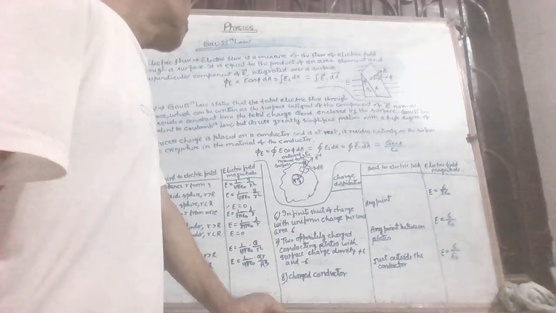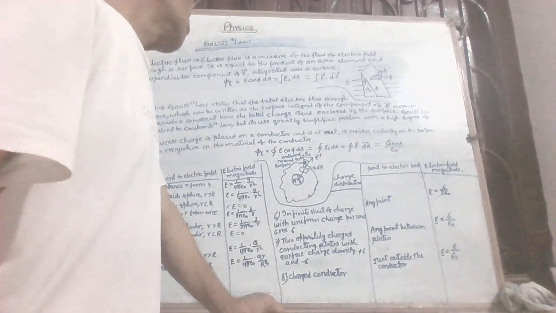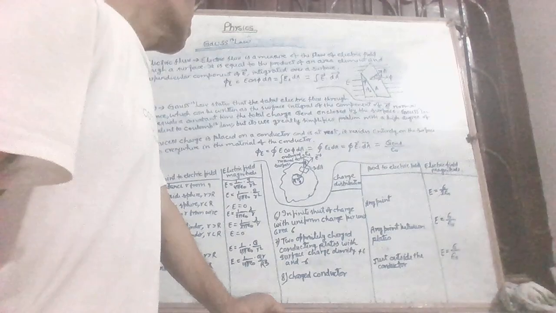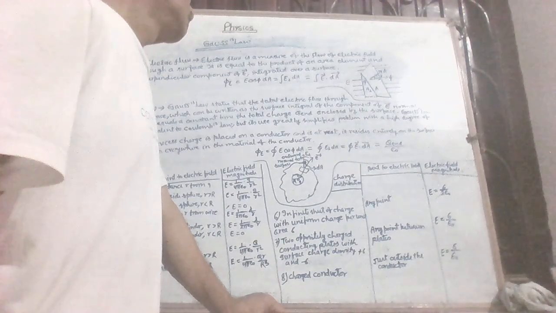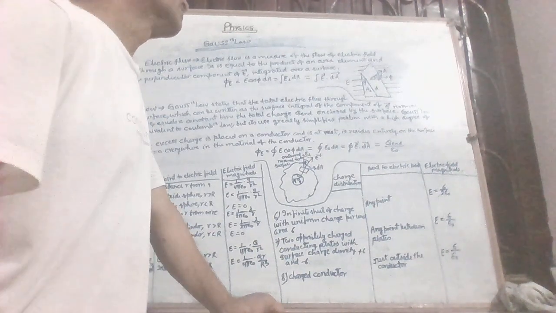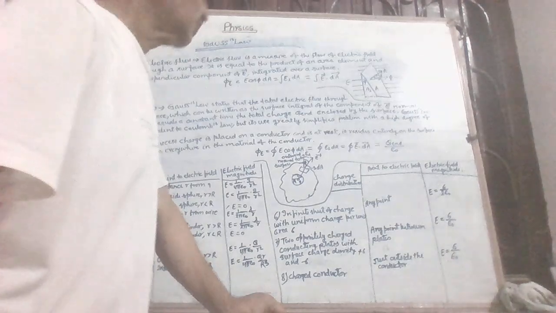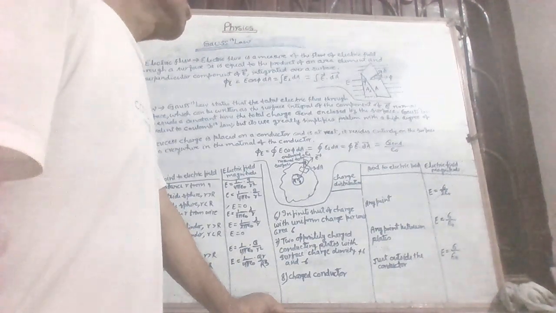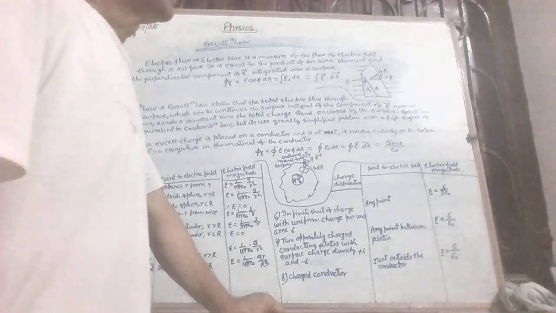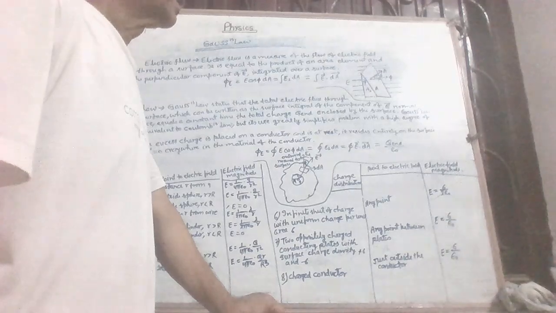Two oppositely charged conducting plates with surface charge densities +sigma and -sigma. Then at any point between the plates, E = sigma/epsilon naught. Charged conductor, just outside the conductor, then E = sigma/epsilon naught.